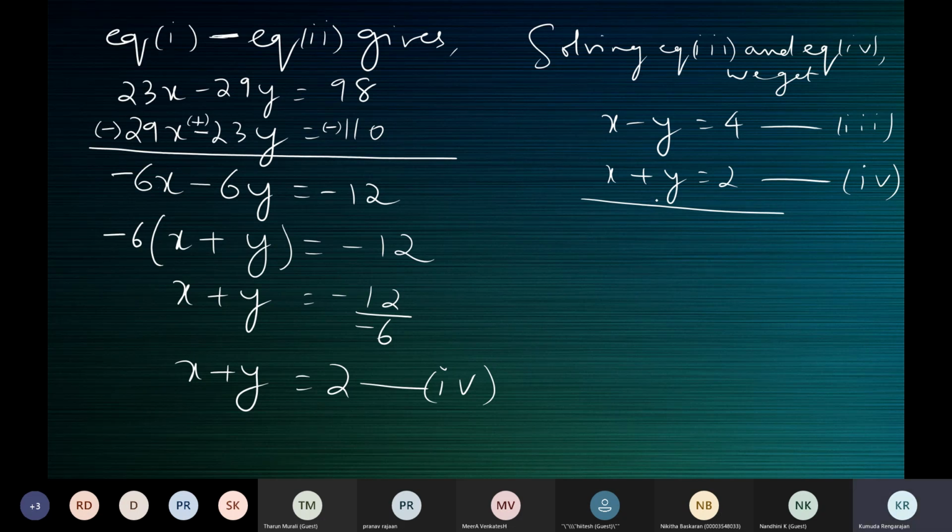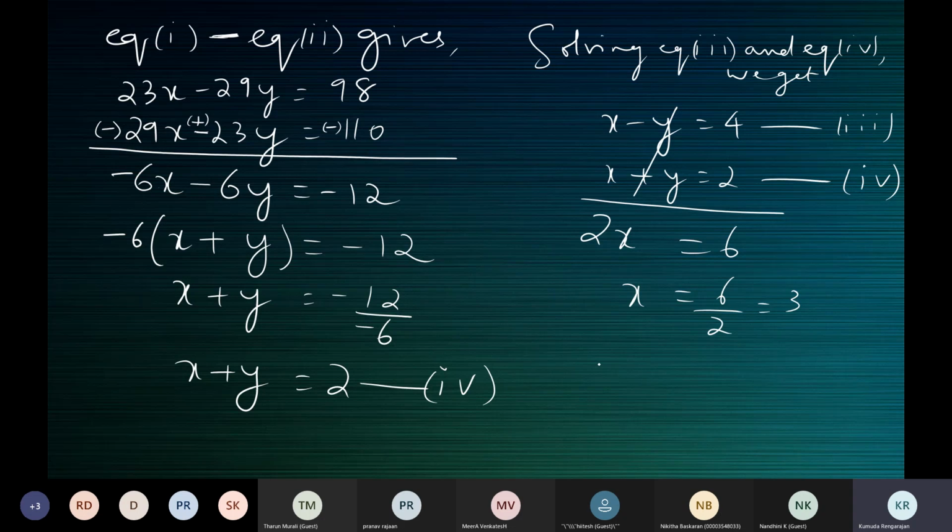What shall we do now? Tell me. What's plus y minus y or minus y plus y? Minus y plus y gets cancelled, right? Yes, ma'am. So 1x and 1x is 2x is equal to 6. X is equal to 6 by 2, which is 3. The value of x is 3.